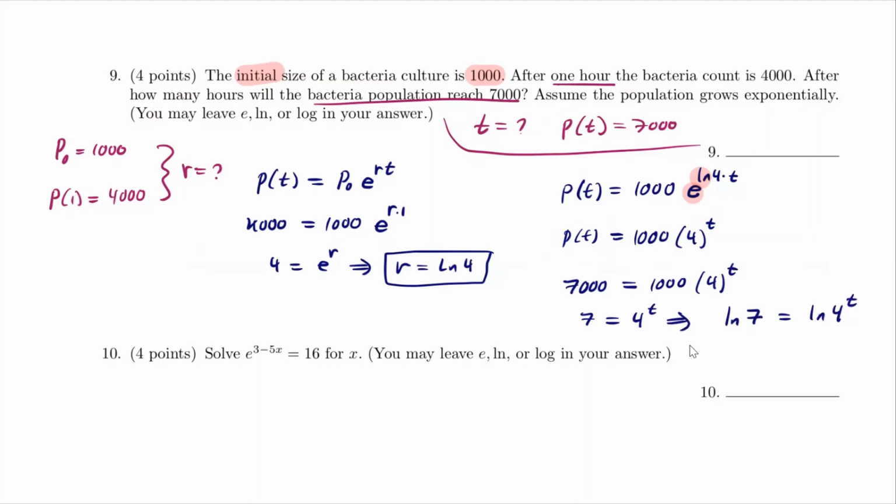Now, using the laws of logarithms, again, the t can drop down as a factor. So you can multiply it, and then you can divide by ln of 4. So the time it takes for the amount to reach 7,000 is ln of 7 divided by ln of 4. So that will be our answer for this problem.